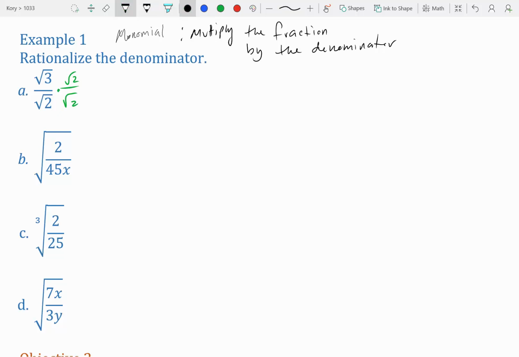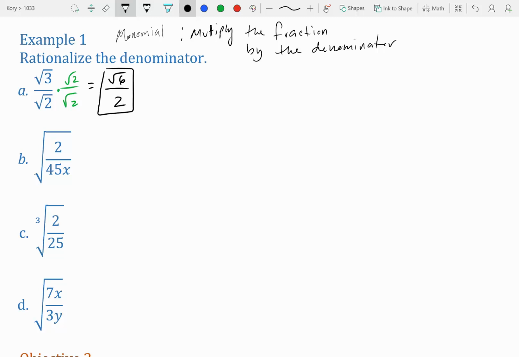Now what that does is it cancels out the radical in the bottom, because 2 times 2 is 4 and the square root of 4 is 2. So anytime you're multiplying the same radicals together, the radical just cancels out. Now we have 3 times 2, which is the square root of 6. If you can, simplify, but in this case, we cannot.